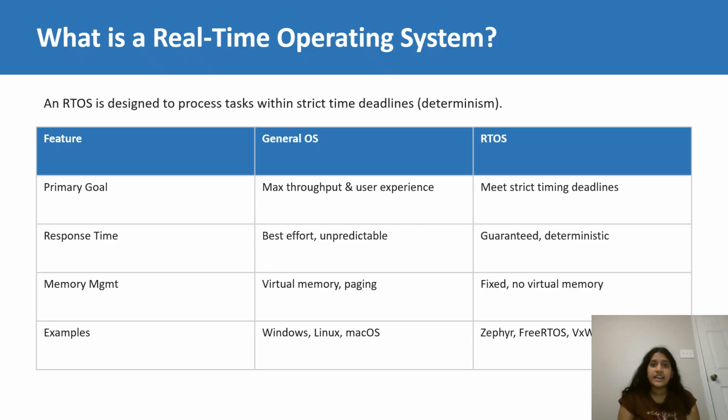As you can see in the table, a general OS like Windows tries to maximize throughput but gives you no timing guarantee. An RTOS like Zephyr promises a deterministic, guaranteed response. It also has no virtual memory. Instead, it uses fixed static memory, so every allocation is predictable. Missing a deadline in an embedded system does not just mean a slowdown. It can mean an airbag doesn't deploy or a medical device fails. That's why determinism matters. Now let's go to the next slide.